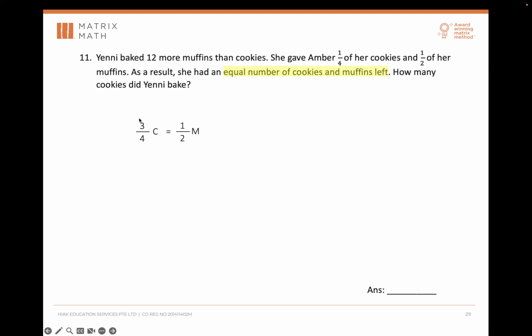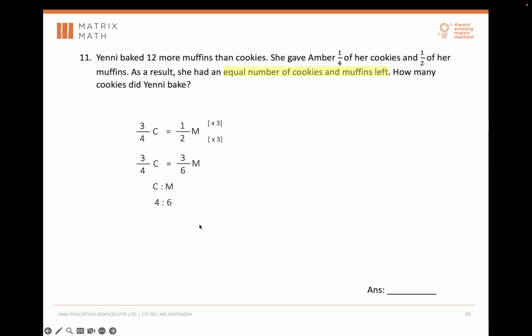So the numerator here is 3. I need to change this to 3, so I multiply by 3. Make sure I multiply 3 to the numerator and to the denominator. I will get 3/4 cookies is equal to 3/6, since 3 times 2 is 6, 3/6 muffins.